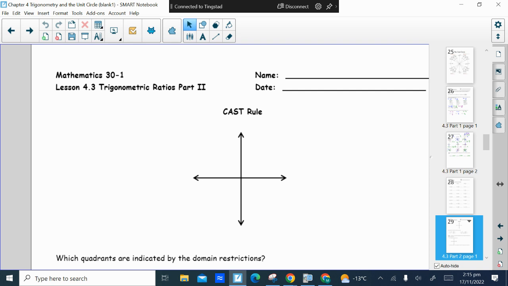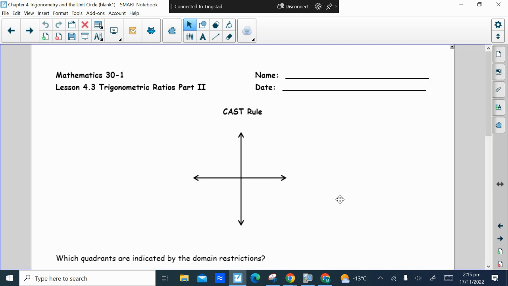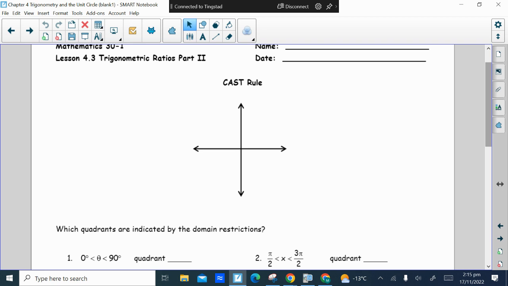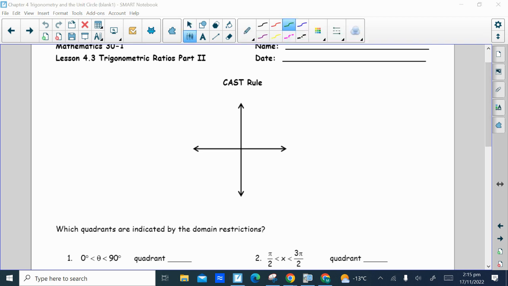So we're going to continue looking at these trig ratios and the CAST rule. And remember, the CAST rule tells us which ratios are positive in which quadrants, starting in the bottom right and working our way around counterclockwise. And again, the reason we do that is because when trigonometry was first developed, we're talking about the sun moving across the sky. It starts in the east and sets in the west. So that's why it goes counterclockwise.